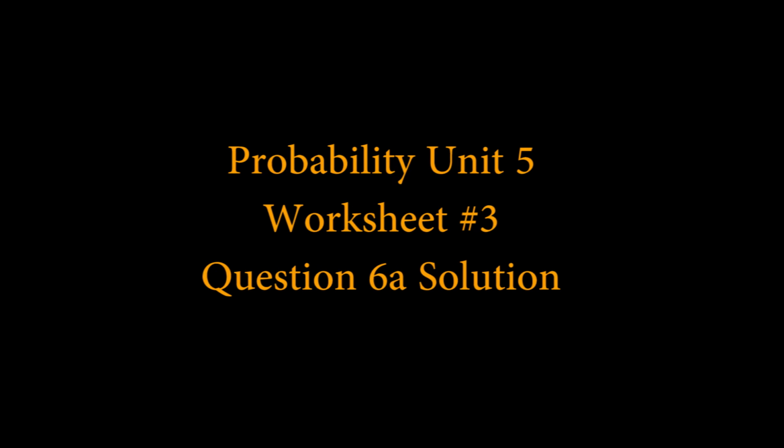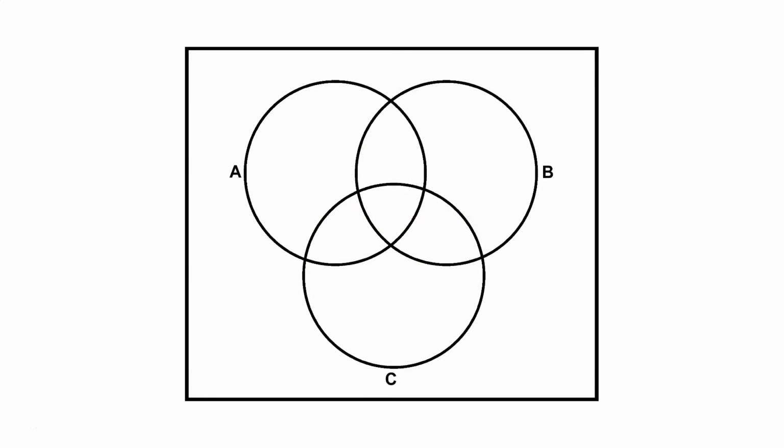Worksheet number 3, question 6. We've got our 3 rings for our Venn diagram. We're told that the group has 35 people in it in total. So that means we've got an omega of 35. So our sample space has 35 people in total.